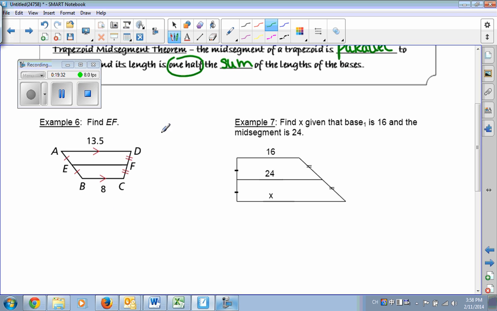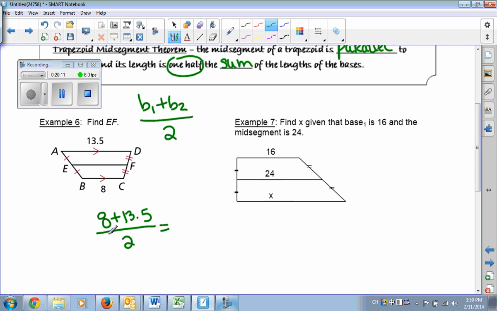So what are our two bases here? 13.5 and 8. So really, this is kind of what the formula looks like. The two bases, base 1 plus base 2 divided by 2 will give us our mid-segment. Okay? It doesn't matter which one is your base 1 and your base 2. So which one do you want it to be your base 1? 8. Awesome. What's your other base? 13.5. Would it matter if I did 13.5 plus 8? No. And then we divide by 2.